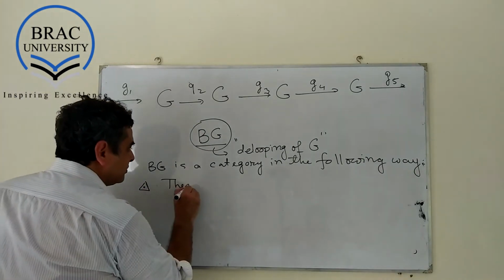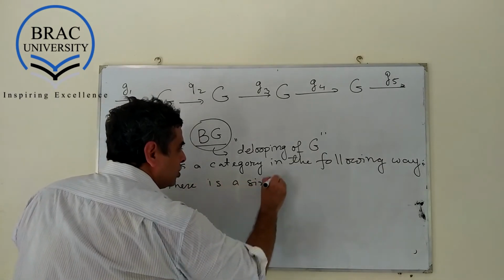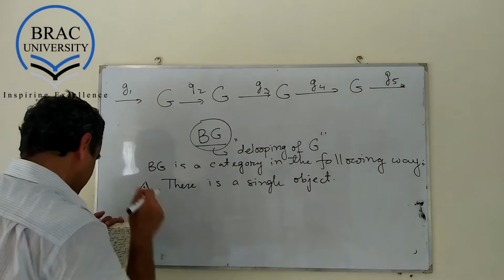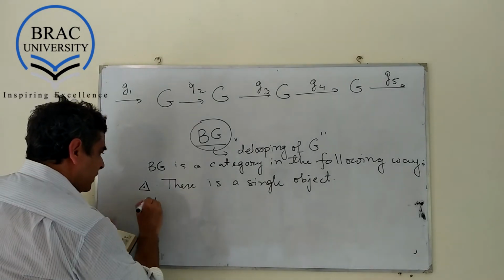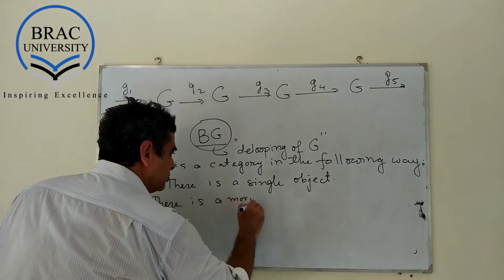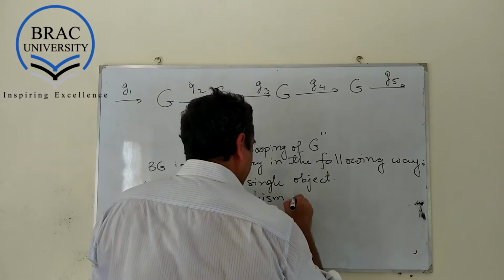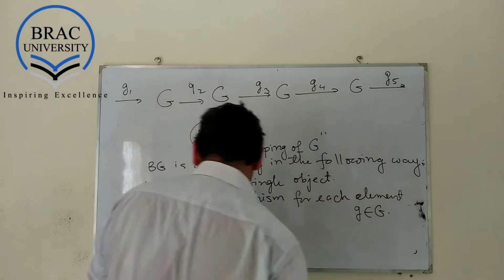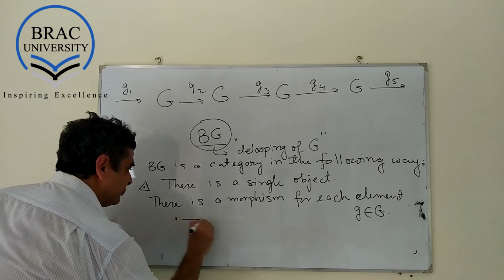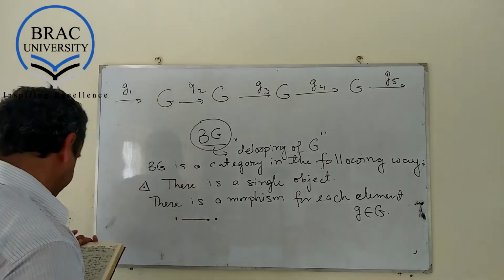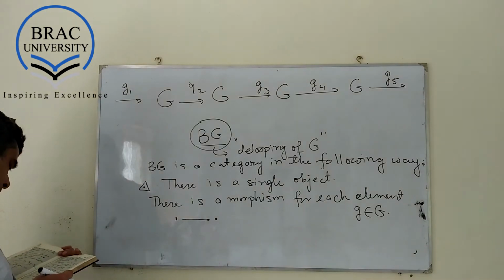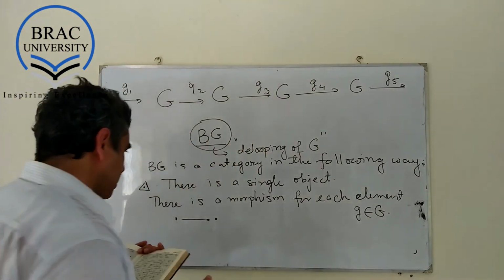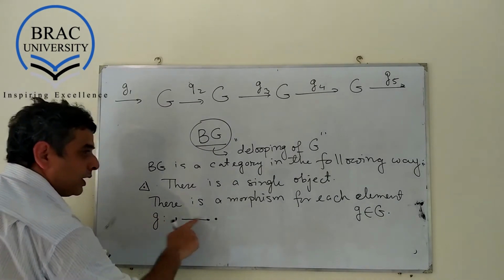There is a single object, which we have argued a little earlier. There is a single object in this category. There is a morphism for each element g in G, which maps the single object to itself. So we denote the morphisms with the same letter, g, of the group elements. So g is a morphism of the single object to itself.